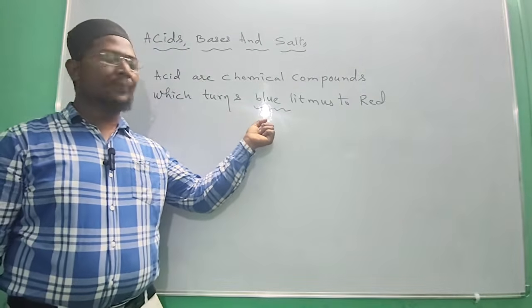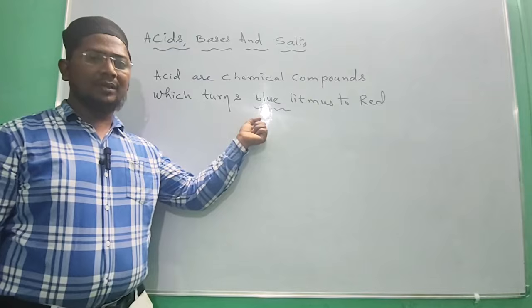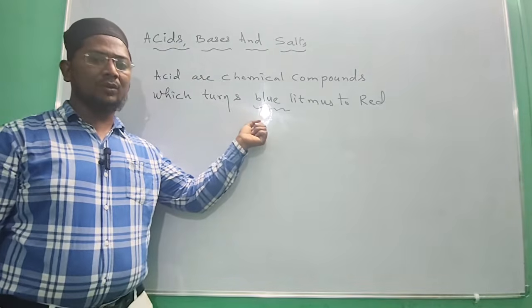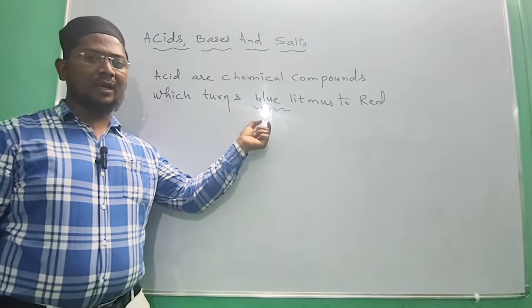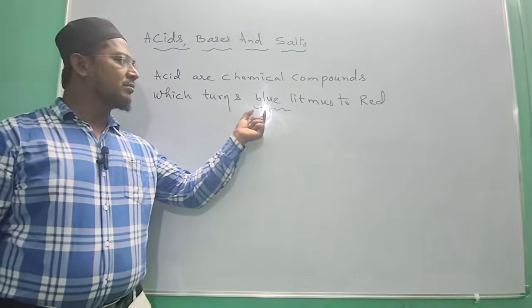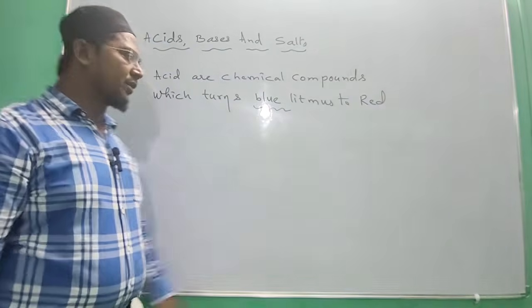I give you a shortcut. You have to remember A B. A for acid, B for blue. Acids are the chemical compounds which turn blue litmus to red. That is the first one.